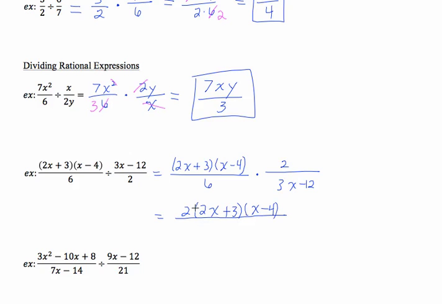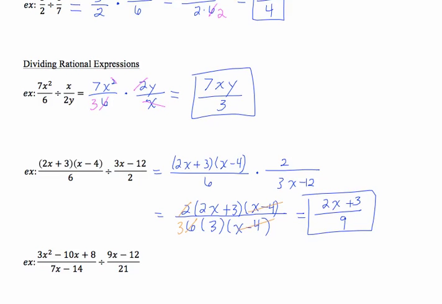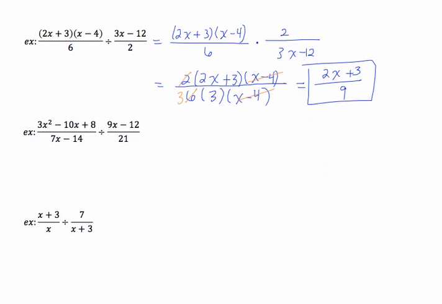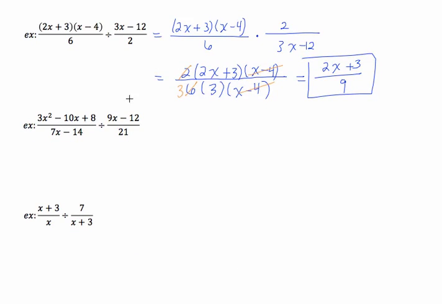And then in the denominator, we'll have a 6 times, I can factor a 3 out of 3x minus 12. So I'm left with x minus 4. And now things are starting to cancel. We have 2 over 6 is 1 over 3, and x minus 4's cancel. So we are left with 2x plus 3 over 3 times 3, or 9. Okay, let's do a couple more, just to make sure you've got the hang of it.